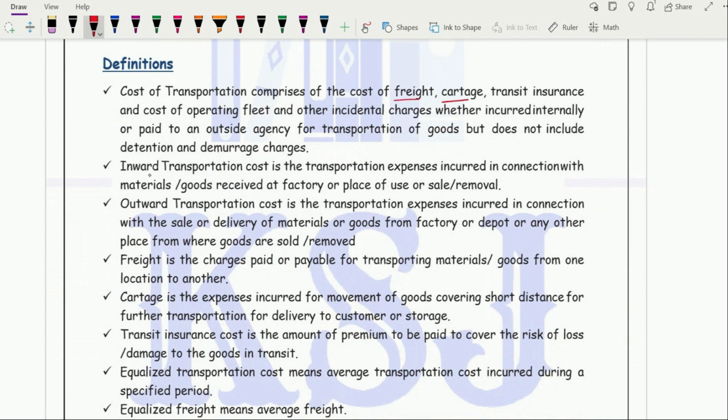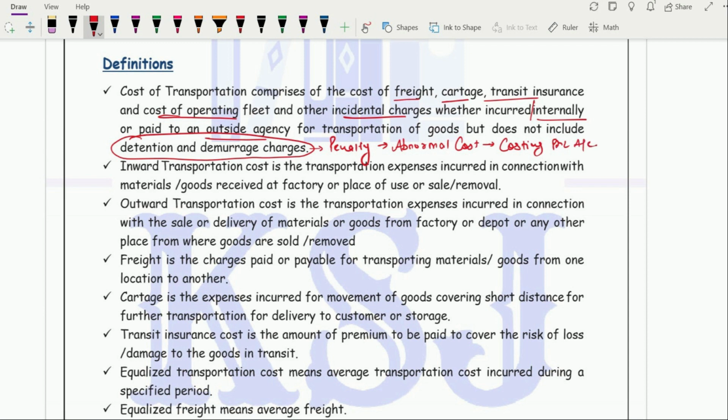It comprises the cost of freight, cartage, transit insurance, cost of operating the fleet and other incidental charges, whether incurred internally or paid to an outside agency for the transportation of goods, but does not include detention and demurrage charges. Now this is important. Why does it not include detention and demurrage charges? Because these are in the nature of penalty, right? So what is a penalty? Whether it is a normal cost or an abnormal cost. So this is an abnormal cost. And in the whole of costing, we have studied that when there is an abnormal cost, it is directly to be taken to costing profit and loss account.